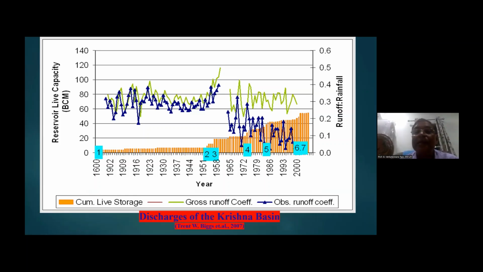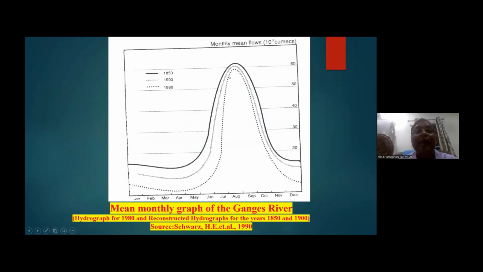As this runoff coefficient is increasing, you can see it is getting decreased. That means lesser and lesser water is being released into the main river, and a lot of water is being used in the upstream. Downstream, we are released. That means almost the Krishna basin is a closed basin. Both groundwater-wise as well as surface water-wise, upstream utilization has increased. This not only holds good in Krishna but even in Ganga.